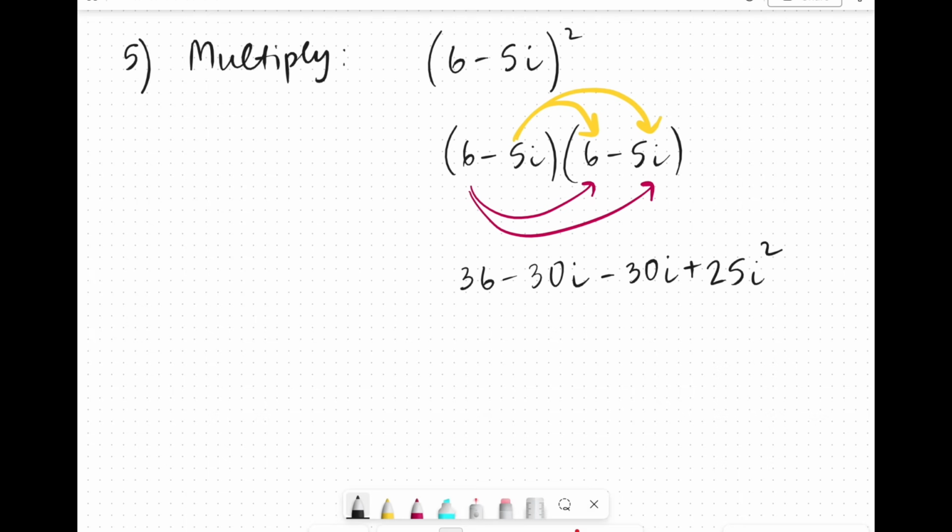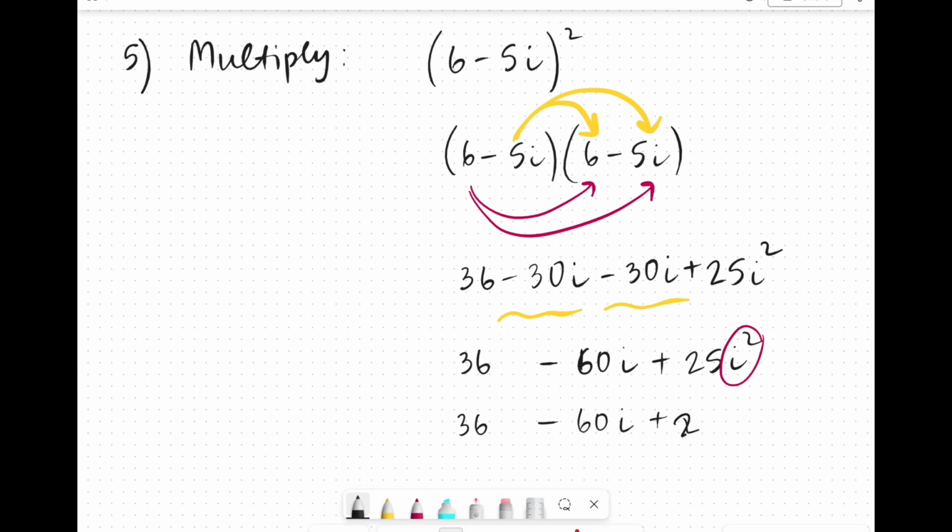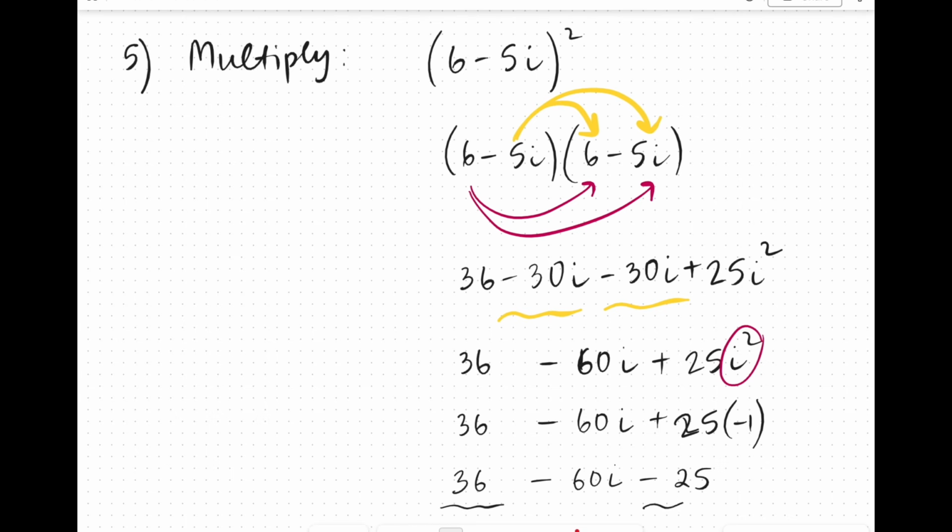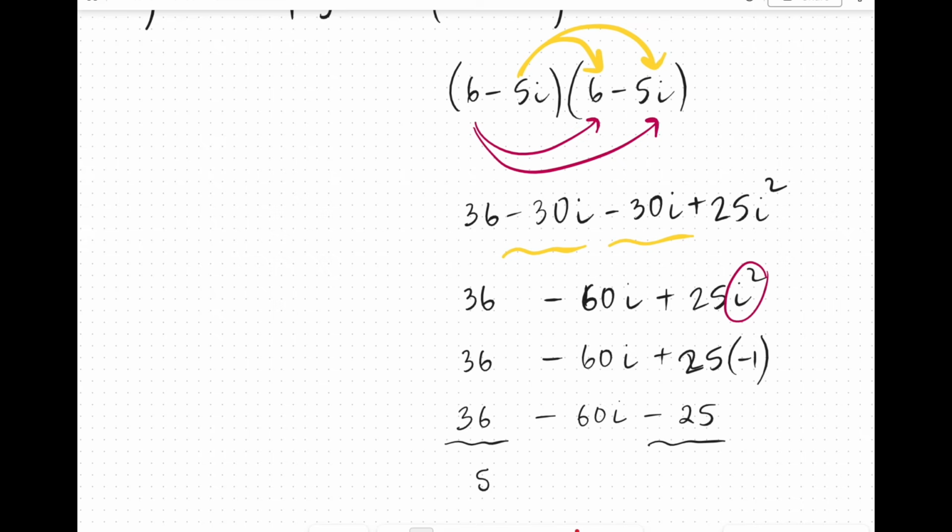Notice that the two -30s, each has an i in the middle, can be combined to a -60i. Now notice that i squared should become a -1. 25 times -1 is -25. Finally, 36 minus 25 is a +5, so here is your final answer.